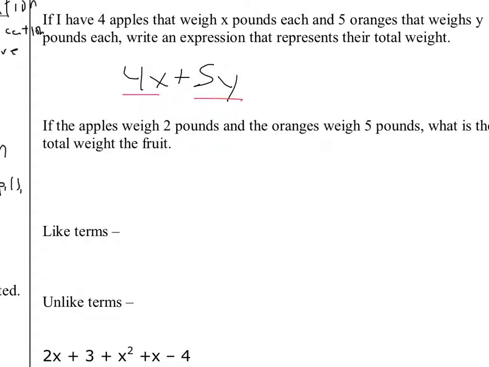So if we think about this really quickly, the reason why we can't combine them is because when we're talking about 4 times 2, that's very different than when we are talking about 5 times 5. So these apples are way less than the oranges, so I can't just combine them together and be like, oh, all right, well, I have 9 apple oranges. That's not going to help me find the weight, okay?